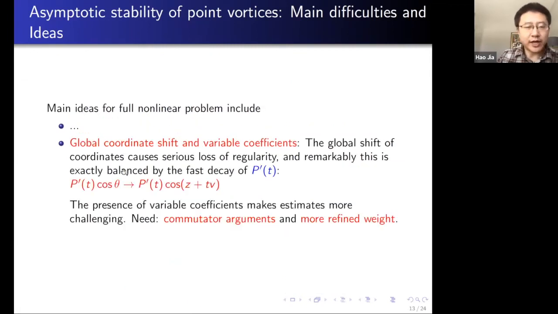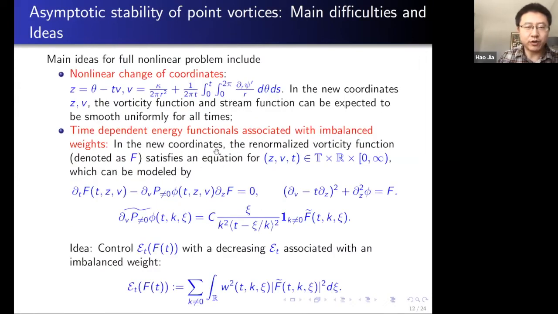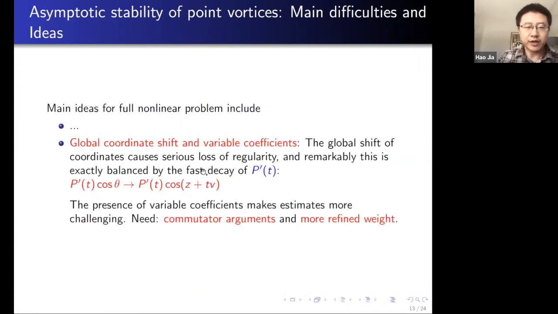But that's for the co-ed flow case, where we already have all these difficulties. In our case, we have some additional difficulty associated with the global coordinate shift and the presence of variable coefficients. Because p(t) will move, that introduces a global shift of the coordinate system, and that naturally is associated with some function of this type. You have p'(t) cosine theta, right? p(t) moves, so cosine theta is a smooth function in the r, theta coordinate. So that's associated with transportation in x.